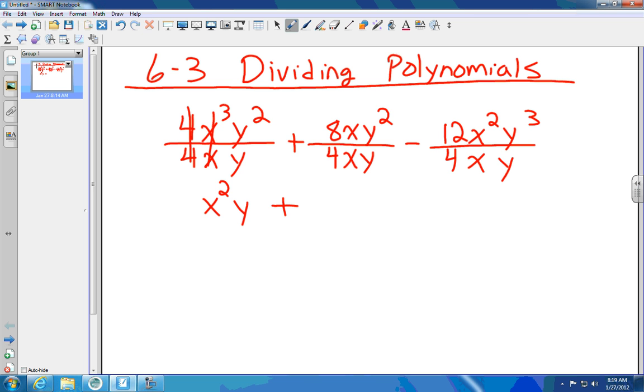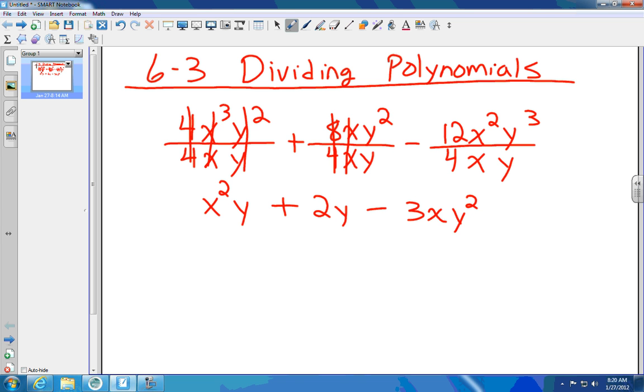Plus 8 over 4. What would that simplify to? 2 over 1. Now, if you don't have any variables or other numbers other than 1 in the bottom, you don't have to make the fraction. But if you do, then you will. X over x is going to cancel, and you do the same thing with the y's we did in the first one. So we'd be left with a y on the top. Minus 12 over 4 is 3. X squared over x, you'd take the smaller one from the bottom up to the top again, and be left with x. And then y cubed over y would leave you with y squared on the top.